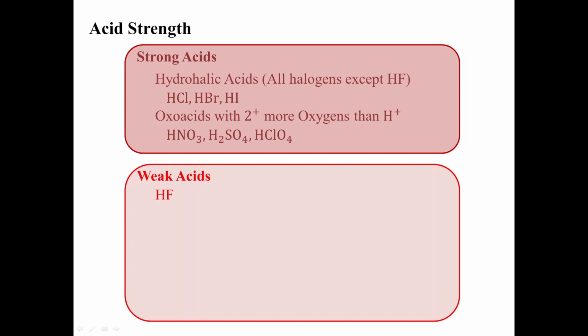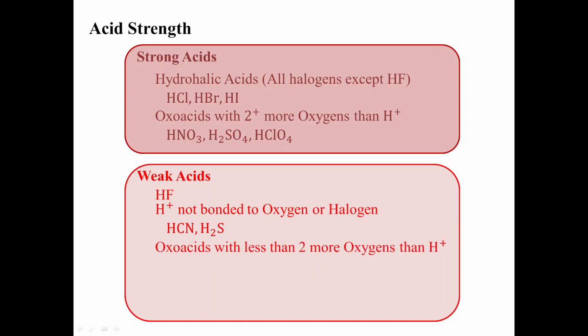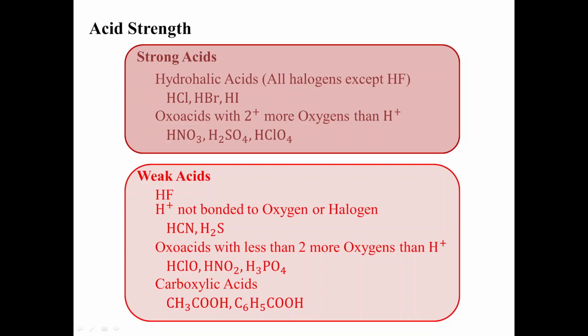Now for weak acids, we have hydrofluoric acid, and unfortunately this is one you just have to memorize. We also have where we have H+ not bonded to oxygens or halogens. Examples of this would be HCN, H2S. There's actually a good number of compounds that meet this criteria. And then if you have an oxoacid that doesn't have two or more oxygens than hydrogens you could rip off, this would be like HClO, HNO2, H3PO4. And then finally we have some carboxylic acids. This is when we have a carbon double bonded with an oxygen that is also bonded with an OH. So we have CH3COOH, and we have C6H5COOH.